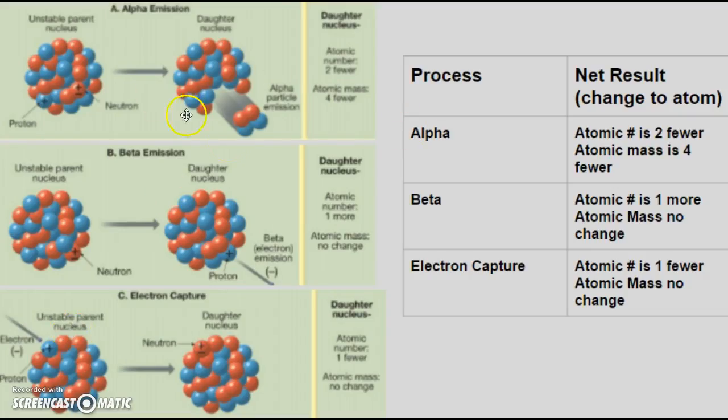So I want to emphasize this picture, or all of these pictures, and I want to make sure we take a look at what's happening. So the process, alpha, beta, and electron capture. So alpha decay, beta decay, and the net result. So in alpha decay, the atomic number is 2 fewer, the atomic mass is 4 fewer. For beta decay, the atomic number is 1 more, but there's no change to the atomic mass. And electron capture, the atomic number is 1 fewer, and the atomic mass, there's no change. So notice, beta and electron capture, they're related, they're just a little bit different.